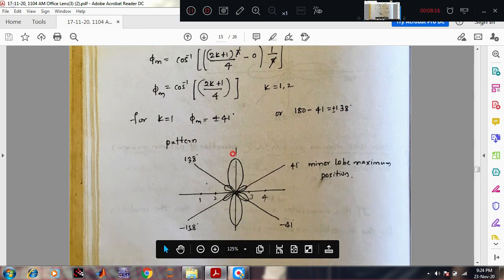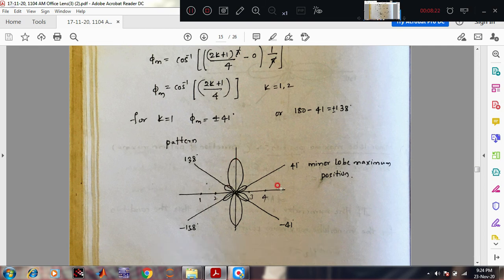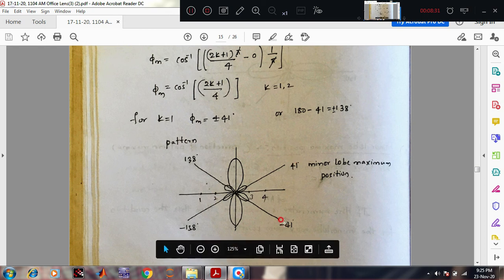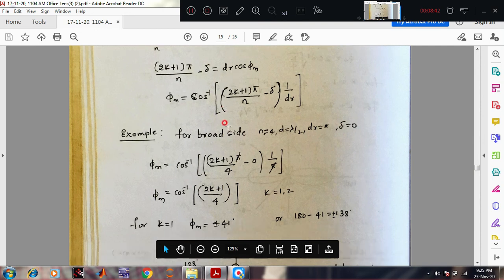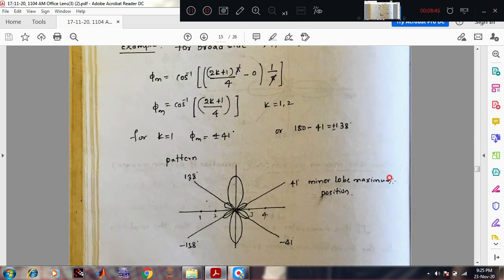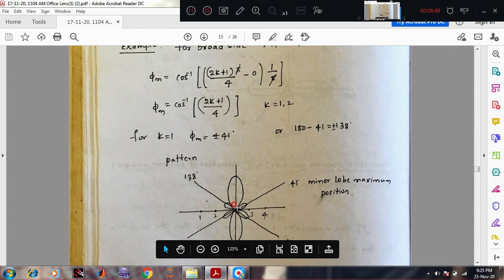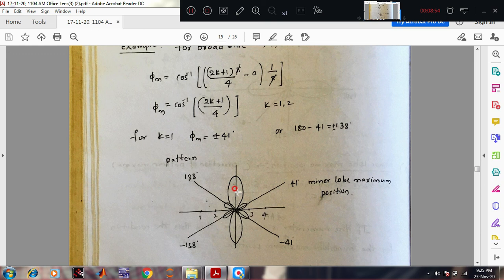So in the pattern, the maximum radiation will be perpendicular to the array axis. This is the array axis. Minor lobe maxima pattern: see, this is the minor lobe. Its maxima occur at the angles 41 degree, minus 41 degree, and then plus 138 degree, minus 138 degree. The formula we got is the angle of minor lobe maximum position. So the minor lobe maximum position is at this angle, right? These help you to draw the radiation pattern very accurately, right?